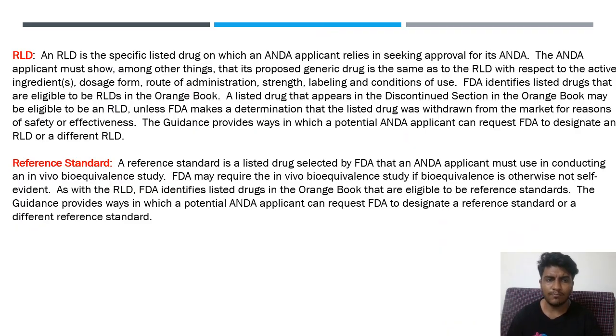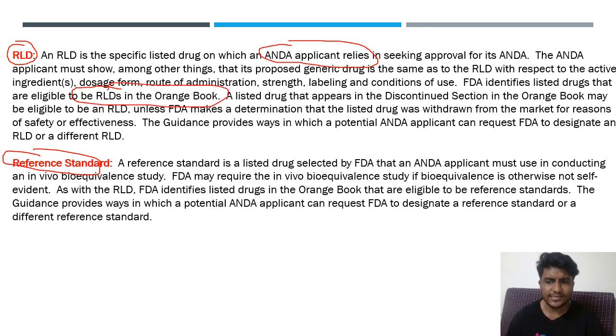Now there is one important concept of RLD and RS. RLD is a reference listed drug, while RS is a reference standard. RLD is a specific drug which an ANDA applicant relies on in seeking approval for its ANDA, right? So it is eligible to be in the Orange Book.